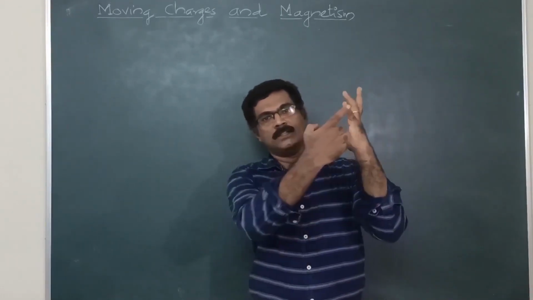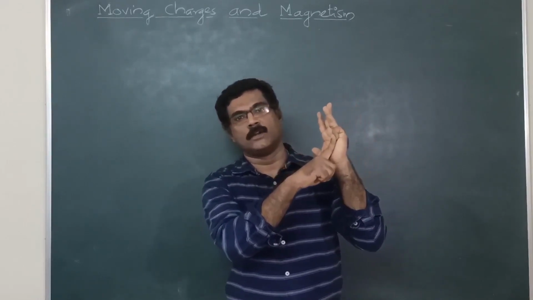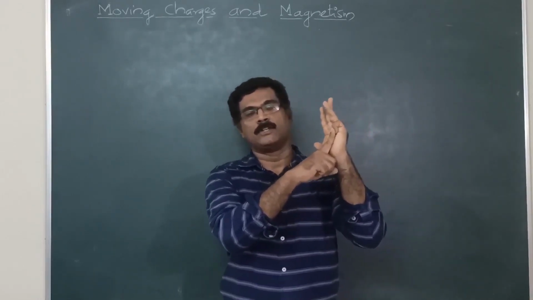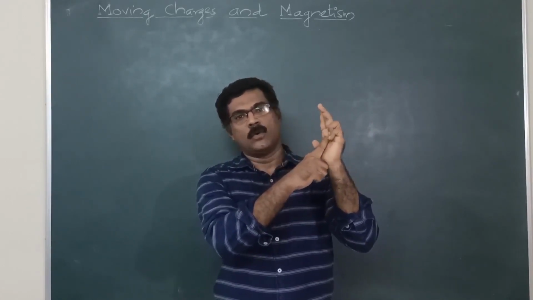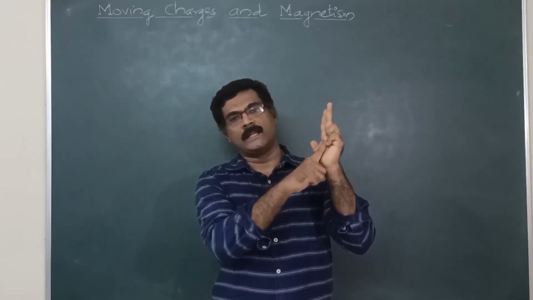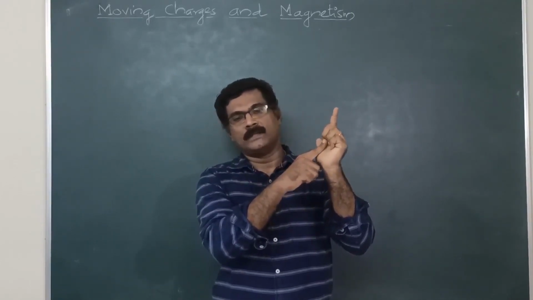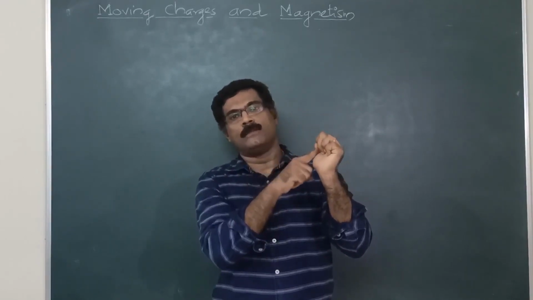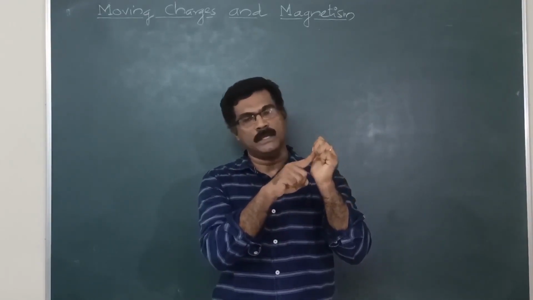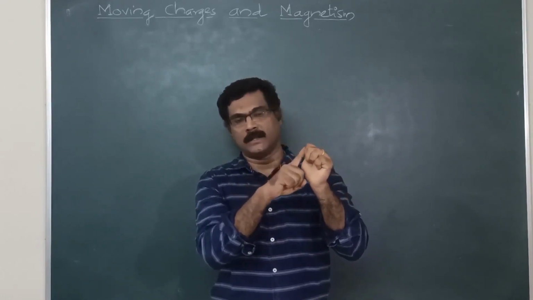Once again, the force can be calculated by the equation Fm vector is equal to Q into V cross B. Its magnitude is QVB sin theta, and it becomes 0 when the charged particle is moving parallel or anti-parallel. The force is maximum when the charged particle is moving perpendicular, and the maximum value of magnetic Lorentz force is QVB. Then the direction of magnetic Lorentz force.